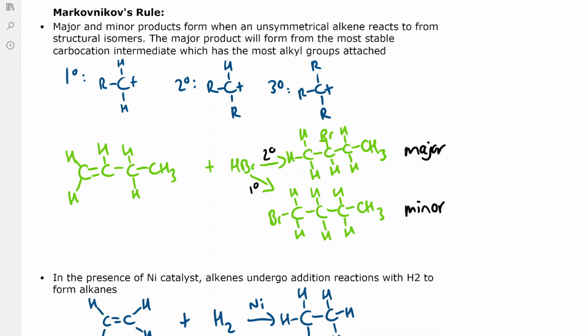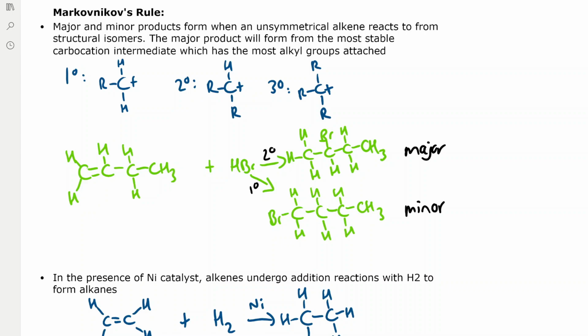So for example, we have a primary carbocation, so that's the one with the one alkyl group next to it. We have a secondary carbocation, which has 2 alkyl groups attached, and a tertiary, which has 3 alkyl groups attached. And out of these 3 types of carbocation, the tertiary will be the most stable, because each alkyl group donates and pushes electrons towards the carbocation, which increases its stability.